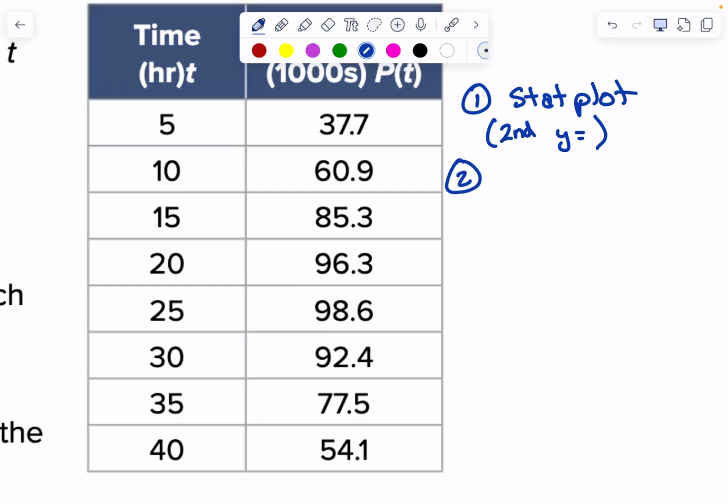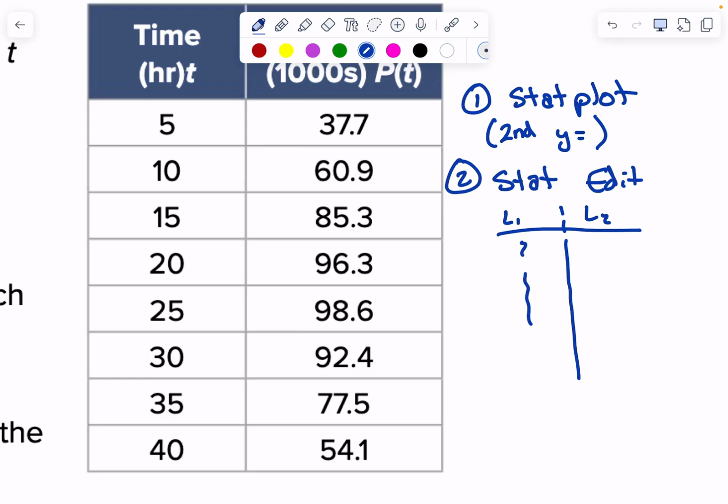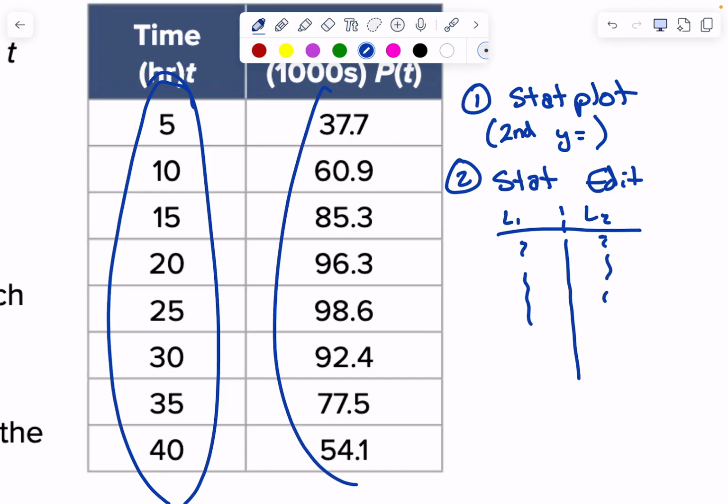Okay. Number two, you're going to enter your data. Hit the stat button, on the right at the top, and you're going to go edit. It's going to give you your XY table, with L1, L2, and so on. Now you're going to type these into your L1 and you're going to type these into your L2.